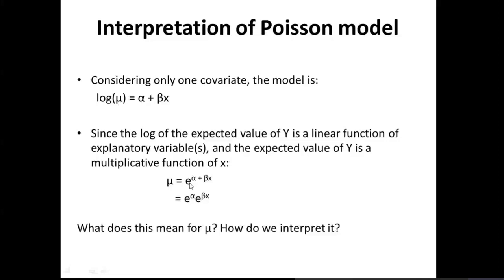Now, separating these into exponents, it is e to the power of alpha times e to the power of beta x. You see, so what does this mean? You can see that for a unit increase in x, taking the ratio, when x increases by one unit, by what factor does it increase? By a factor of e to the power of beta. Let's see what this means. Mu, in other words, is e to the power of alpha times e to the power of beta x.